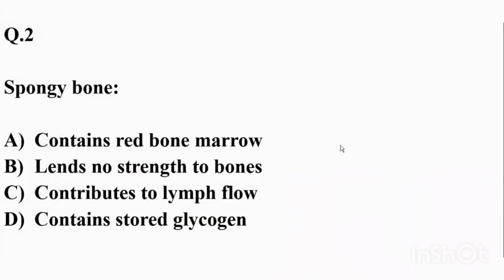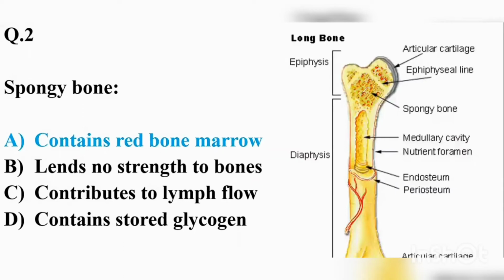Question number 2. Spongy bone. Spongy bone contains red bone marrow. It is the inner area and it gives some sort of strength to the bones. So beta is not the right option. Contributing to the lymph flow is irrelevant, and stored glycogen is stored in muscles, not here. So beta, Charlie and delta are irrelevant, but alpha is related to spongy bone.